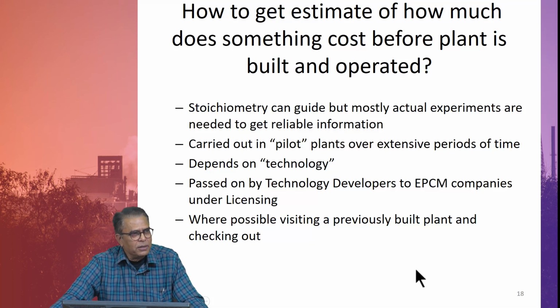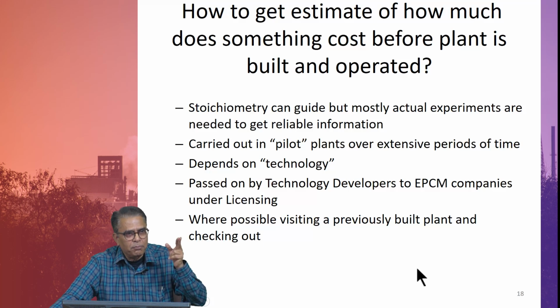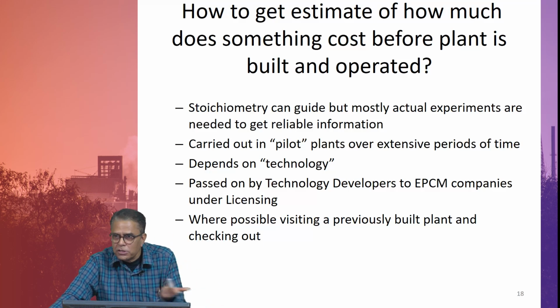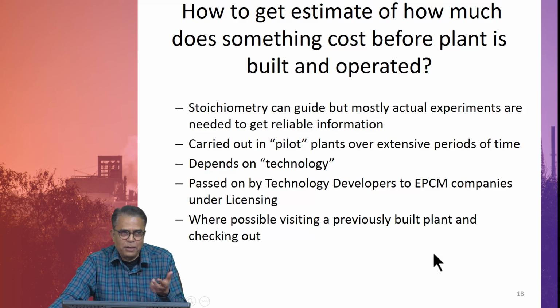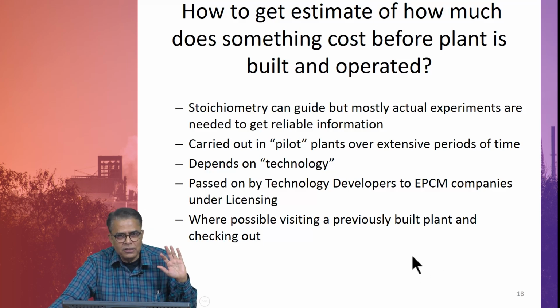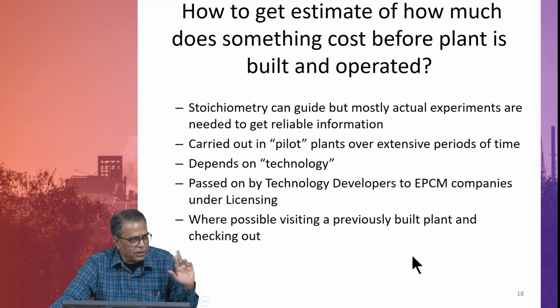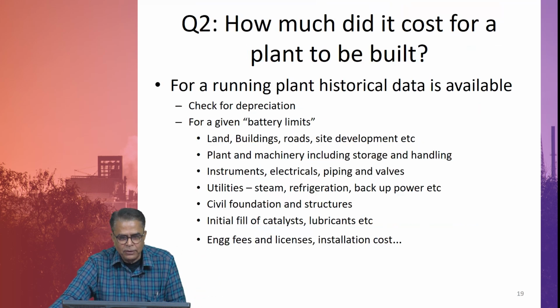So, where possible, it is advisable for the engineer to go around and look at a plant which has been built and has been running, and check it out, because those people have historical records. They may not easily share with you, but one can get around. So, that is for the cost of making a product, both for manufacturing and a new plant.